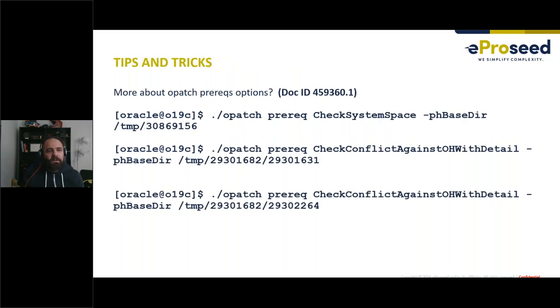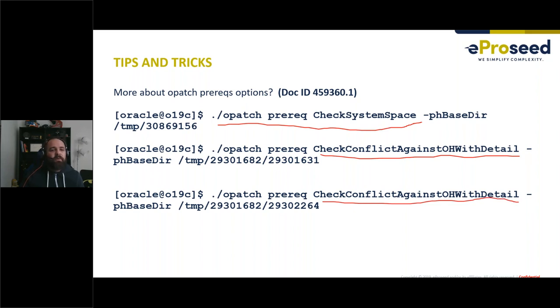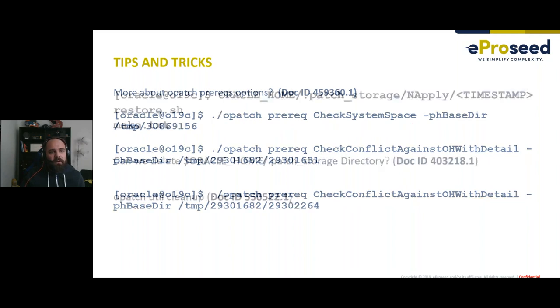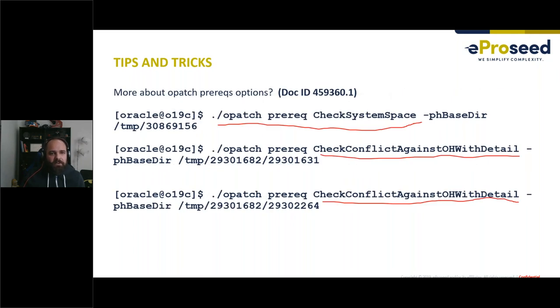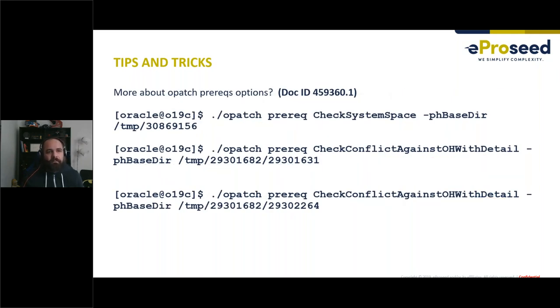So OPatch has a lot of prechecks. If you want to check, the most common ones that I use are check system space and check for conflicts, as the recommendation the README file points us to. But there are a lot more prechecks you can check in this note. Okay.